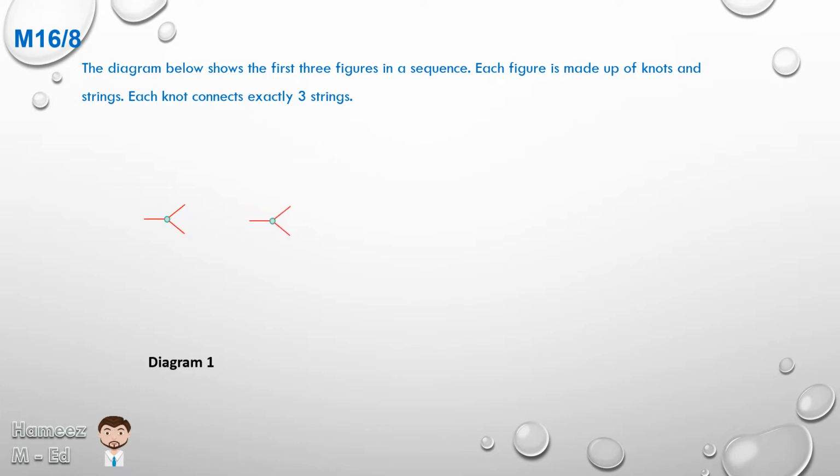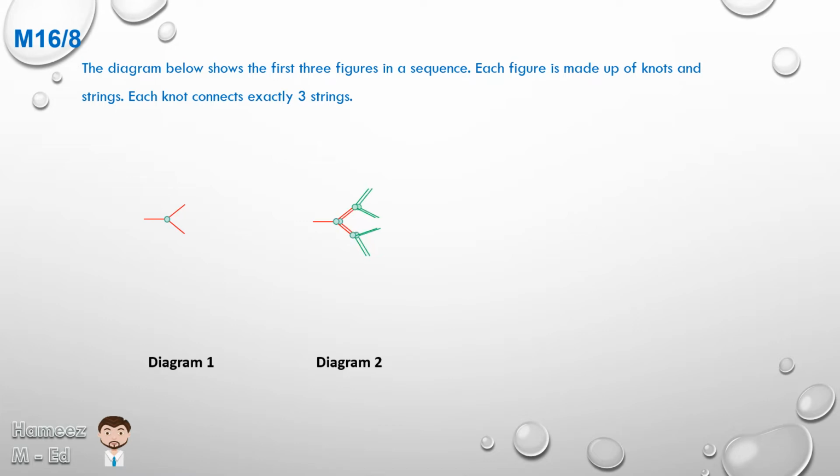Let's extend diagram 1 in order to produce diagram 2. We can see on the right hand side of the red strings, there are added a pair of green strings each. So in the first diagram we had 3 strings and 1 nut. In the second diagram we now have 3 red and 2 and 2, 4 green, so that's 7 strings and 3 nuts.